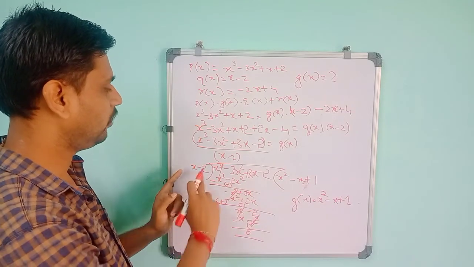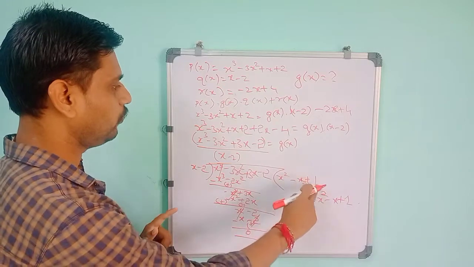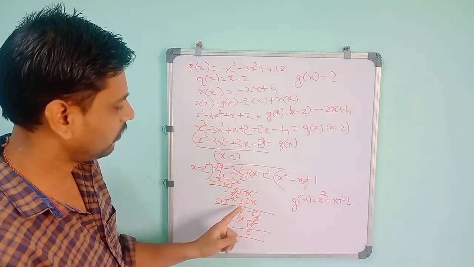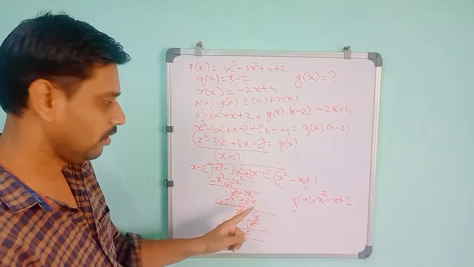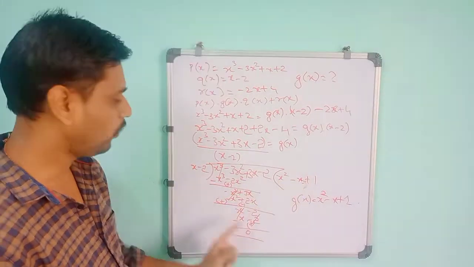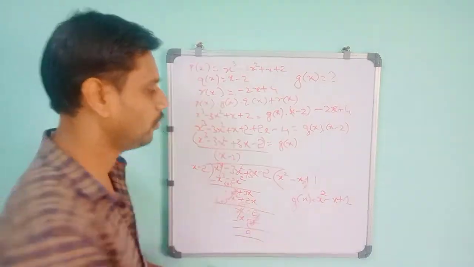X minus 2 is there, to make minus x square, you multiply by minus x, giving minus x square. Minus 2 into x is minus 2x, then this will get cancelled. 3x minus 2, the sign of the downside number will be changed, so x, then the number is minus 2. Then x minus 2 is the same, so you multiply by 1, x minus 2, and the remainder is equal to 0. Then g of x is equal to x square minus x plus 1 is the answer.